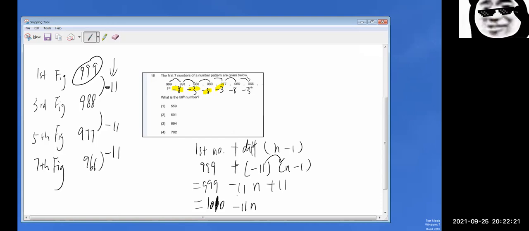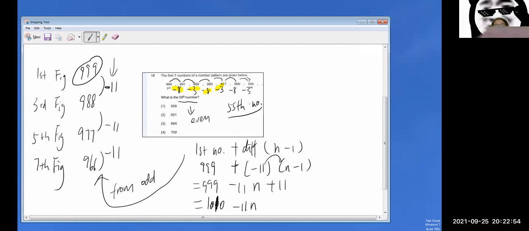Okay, so with this, you can actually do it. They ask for the 56th number, right? Let me see. Yeah, 56th number. Actually, this 56 is an even number. Do you realize? But this formula is from odd, right? And in fact, I can do the odd first. So I can ask myself, what is the 55th? Because once I find the 55th, then I will find 56 by adding something. So let's find out the 55th number.